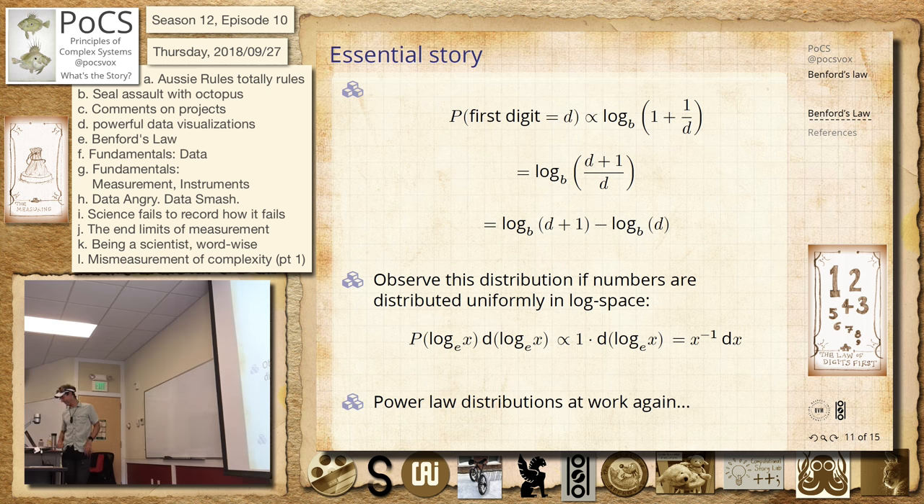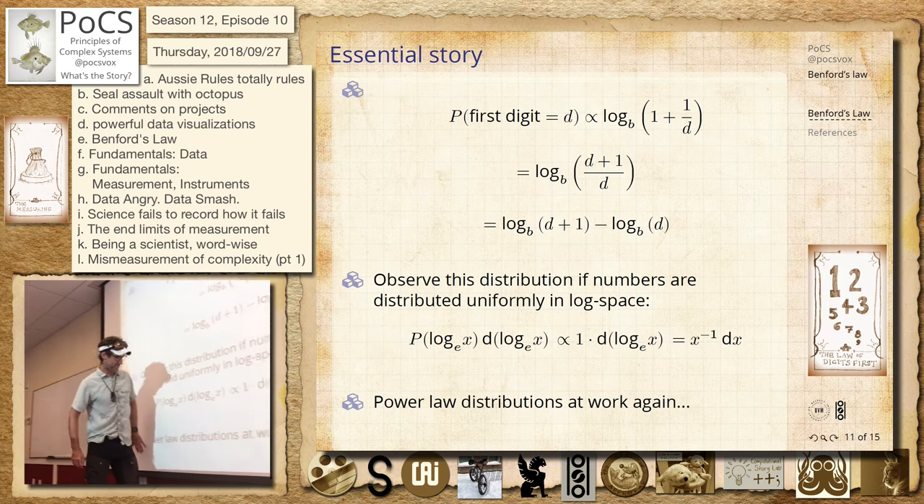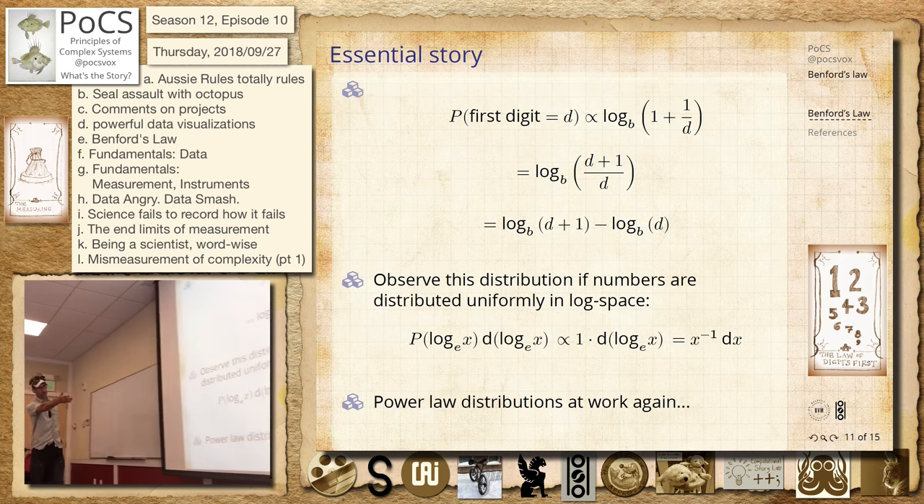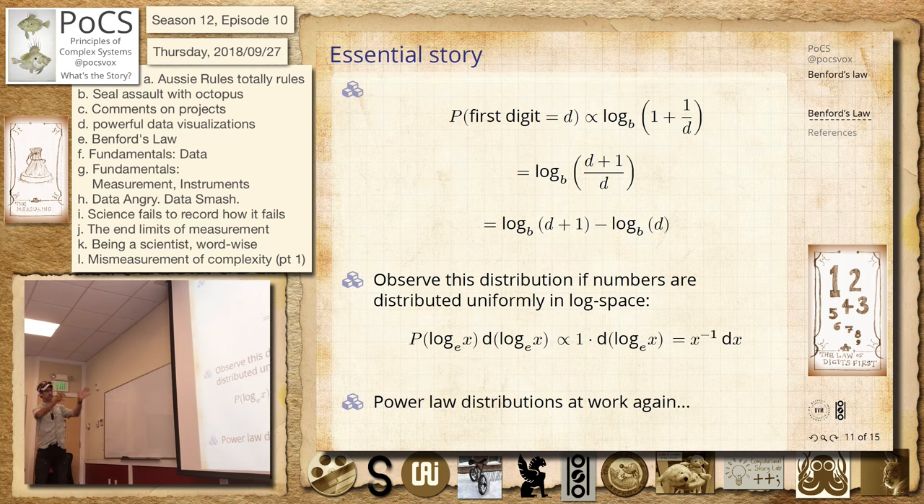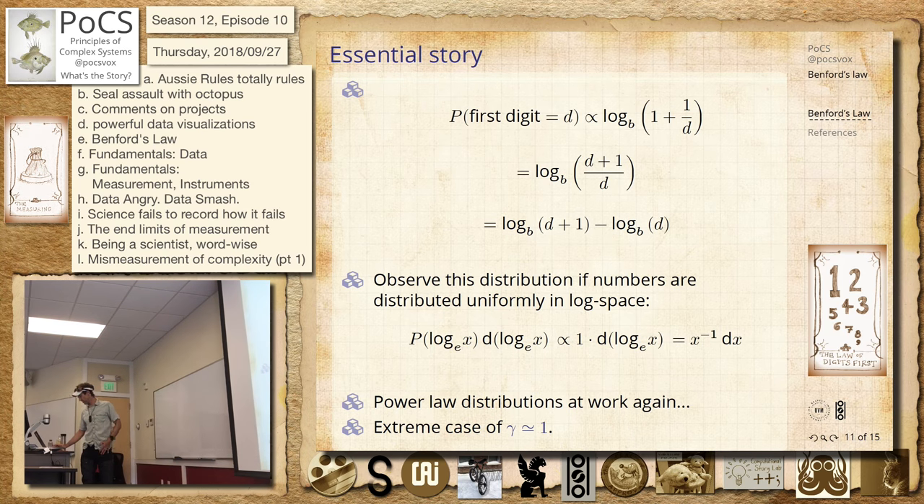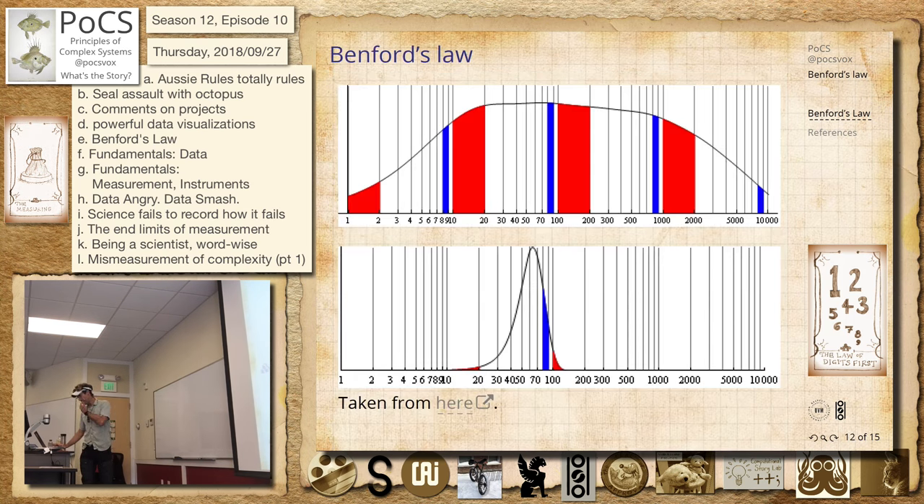Power law, go out the window, that'd be great. So a power law distribution again, but it's a very specific one. And of course, we know 1 over x is not a sustainable thing, but it's a very interesting one. So it's going to have some cutoffs. It's a very extreme case of gamma equals 1.